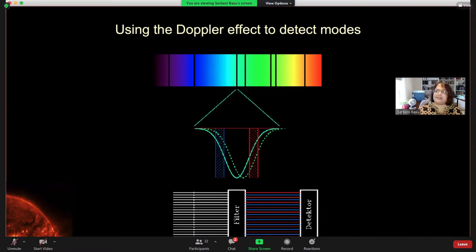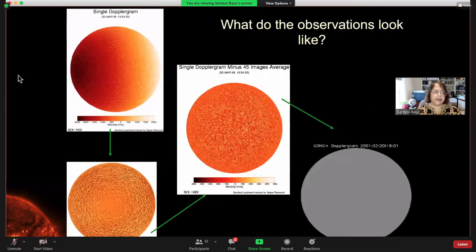So what do the observations actually look like? This is what a single Doppler image looks like. You see this big signal, which is 2 kilometers per second, red going away, white coming towards you. This is solar rotation. The sun rotates at roughly 2 kilometers per second. So the first thing you need to do is get rid of that signal. But that's easy. You can do that.